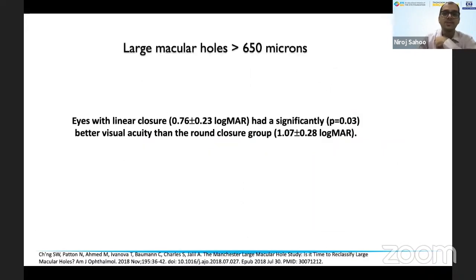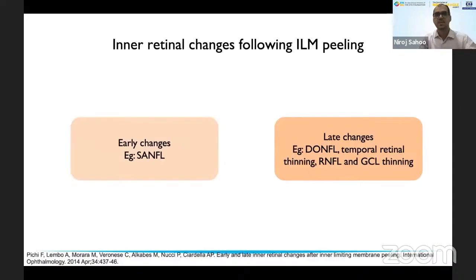And we found that eyes with linear closure had much better visual acuity than the round closure group in eyes with holes more than 650 microns. But this was not true. There was no difference in eyes which had less than 650 microns hole size.